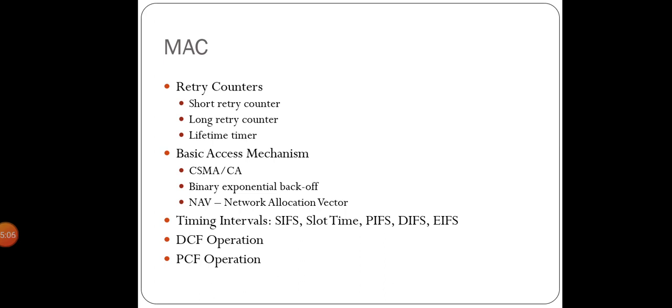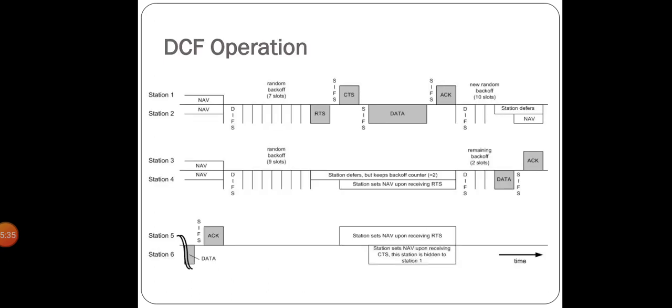MAC retry counters. It has short retry counter, long retry counter and lifetime timer. The basic access mechanism which has CSMA/CA, binary exponential backoff and NAV, that is network allocation vector. In timing intervals which has SIFS, slot time, PIFS, DIFS and EIFS. It has DCF operation and PCF operation.